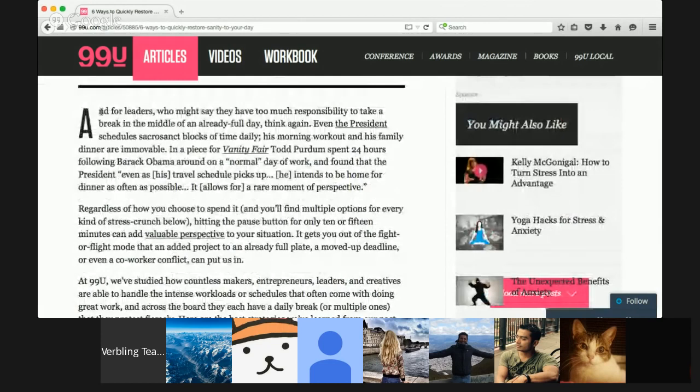And Carolina, could you read "and for leaders" for us, please? Okay. And for leaders who may say they have too much responsibility to take a break in the middle of an already full day, think again. Even the president schedules sacrosanct blocks of time daily. His morning workout and his family dinner are immovable. In a piece in Vanity Fair, Todd Purdum spent 24 hours following Barack Obama around on a normal day of work, and found that the president, even as his travel schedule picks up, intends to be home for dinner as often as possible. It allows for a rare moment of perspective. Brilliant. Lovely reading, Carolina. Well done.